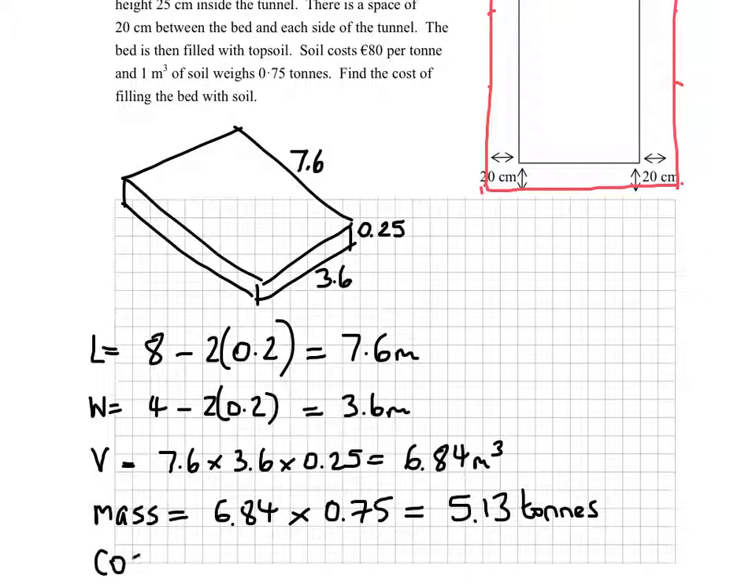and the cost is €80 per ton. So it's €80 times by the mass of 5.13, which works out as 410.4 on the calculator. But don't forget to put your euro currency unit, and money should always be 2 decimal places, so add that trailing naught in there. So €410.40.